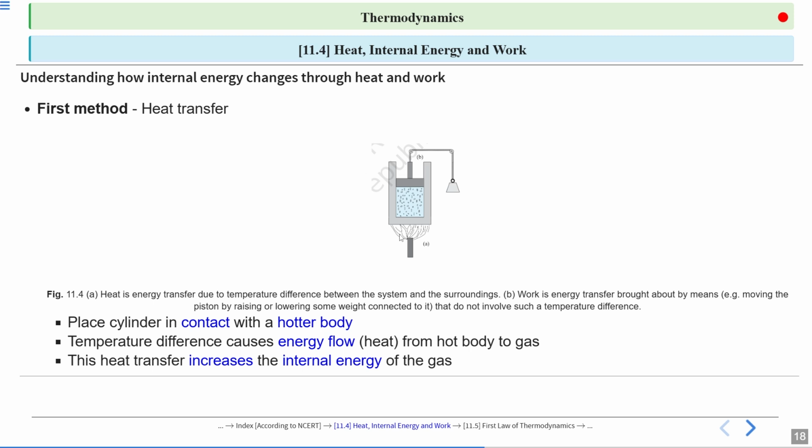This transfer of heat increases the internal energy of the gas. All right. So from this, it is clear that internal energy depends on temperature. Yes or no? Because when we provide heat to the gas particles, the temperature will increase. If the temperature increases, a temperature difference is created, so there is a flow of heat from the hotter body to the colder body, and due to this, the internal energy of the gas increases. All right.